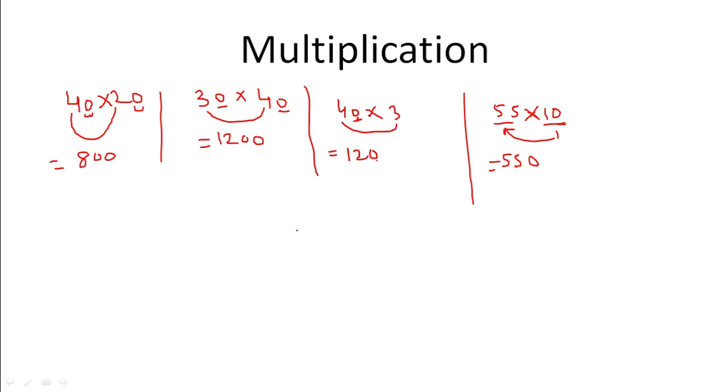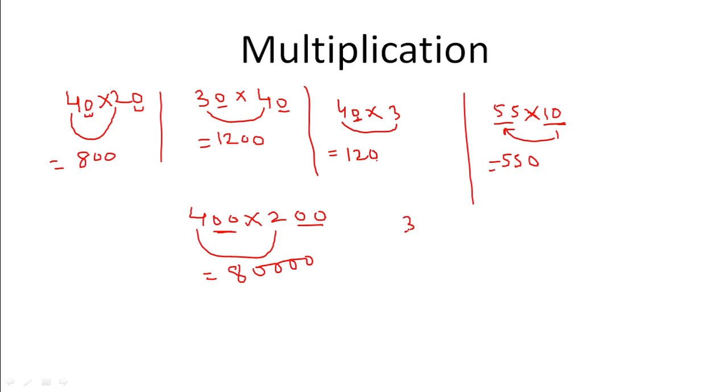See another example. For example, 400 multiplied by 200. You can see there are two zeros: 1 zero at unit place, 1 zero at tens place, and in this number also. So we forget the zeros once. 4 twos are 8. Now how many zeros? 1, 2, 3, 4. So we will use 4 zeros. Okay, 80,000.